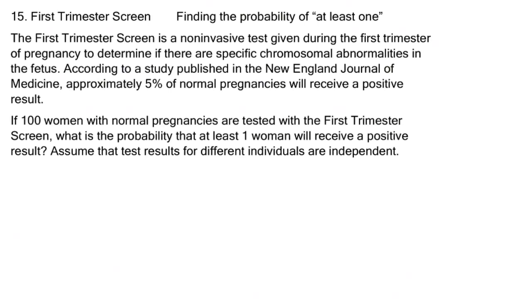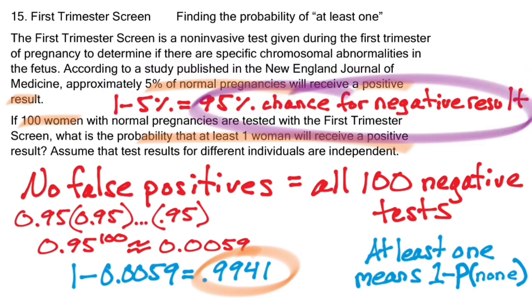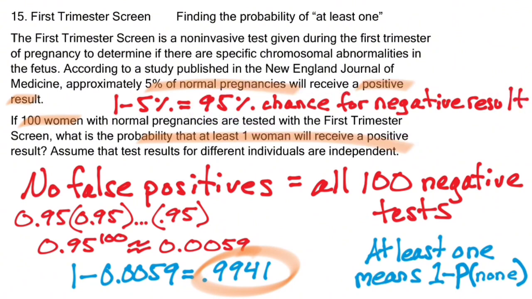This is a question asking you to do the at least problem. A very good problem that has been talked about in class where you should absolutely pause this video and try to do it on your own before looking at the answer. But here we go. If there is a 5% chance that a normal pregnancy is getting a positive result, then there is a 95% chance that it's getting a negative result.